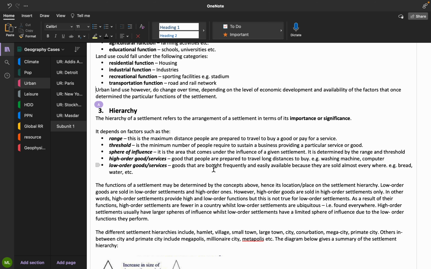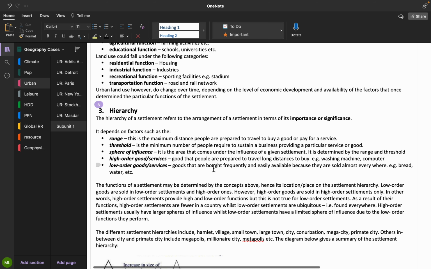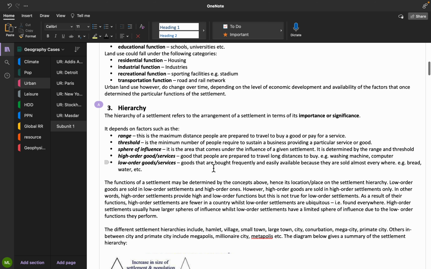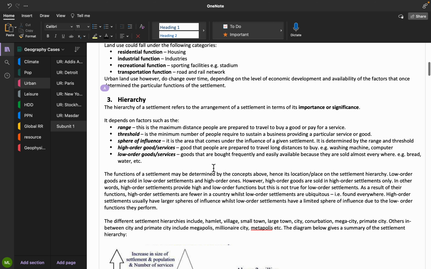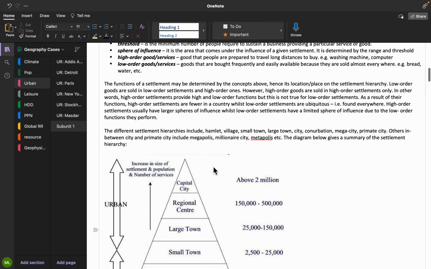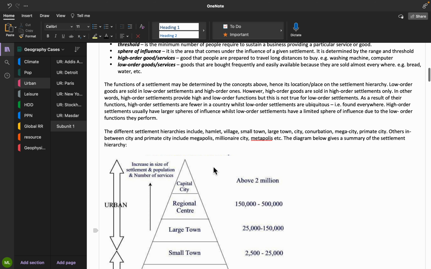You know, as I mentioned before, range, the maximum distance people are prepared to travel for this item. Threshold, the minimum number of people required to sustain a business. Sphere of influence, how much influence it has to drag people in. High order goods and low order goods. This kind of determines what place they have in the hierarchy. So the functions of a settlement may be determined by the concepts above, hence its location and place on the settlement hierarchy.